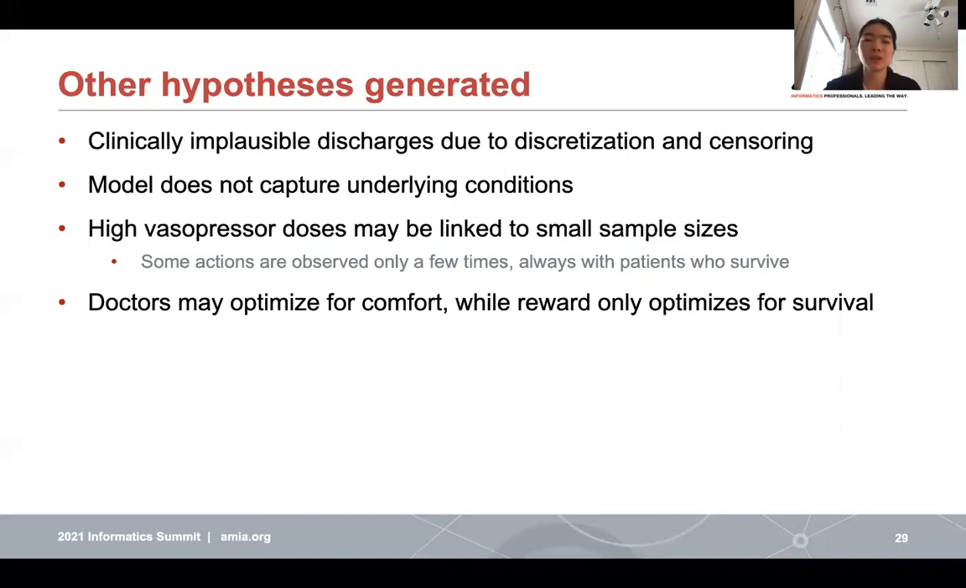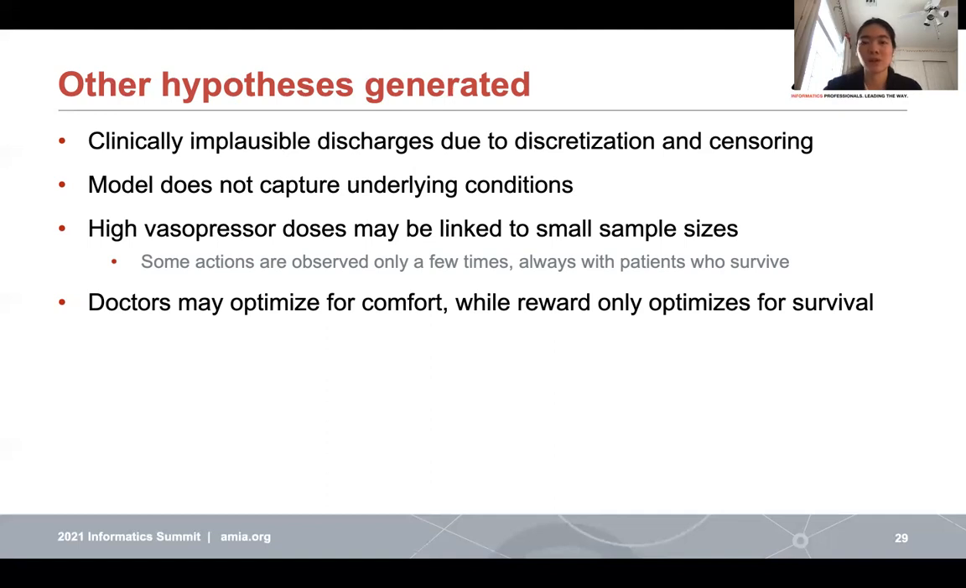We also saw that the model does not accurately capture underlying conditions. Lung cancer is not one of the state variables, and it certainly affects both the treatment choices and the outcome. The high vasopressor doses that were observed in the aggressive treatment may have been linked to small sample sizes. These high doses may have only been observed a few times, and just by chance, these observations are always in patients who survive. This leads to the model erroneously believing that these high doses are actually beneficial.